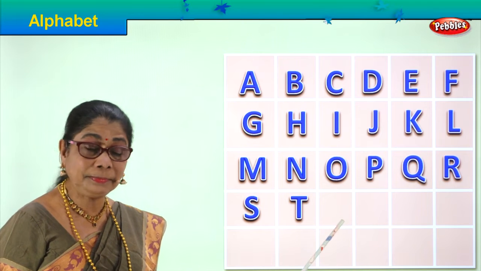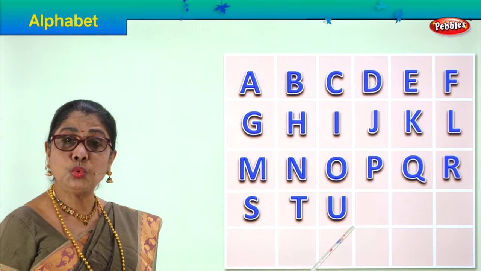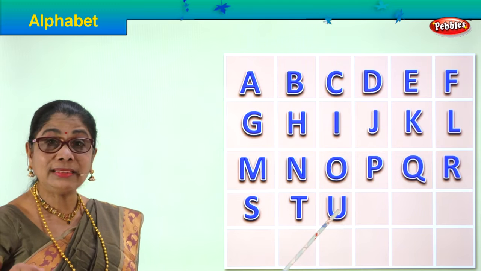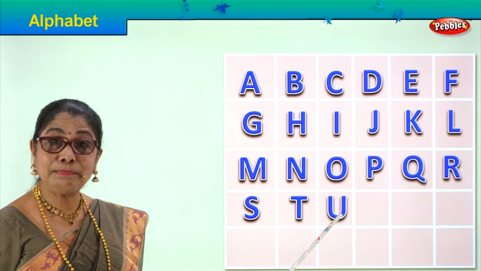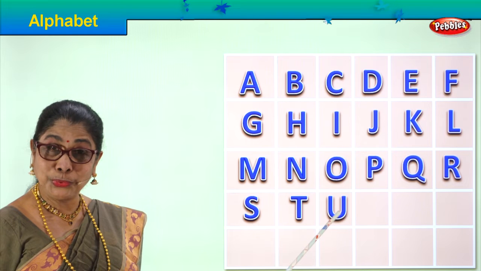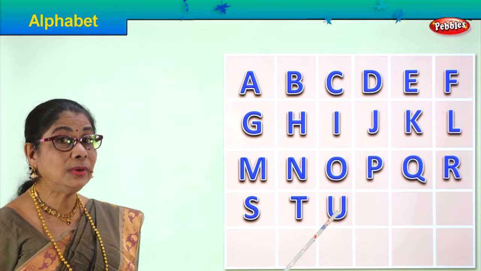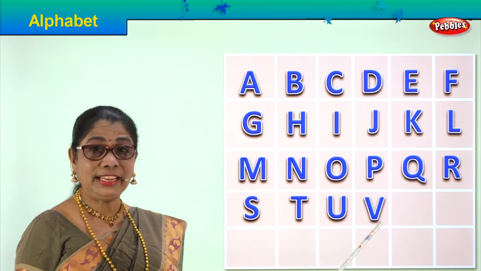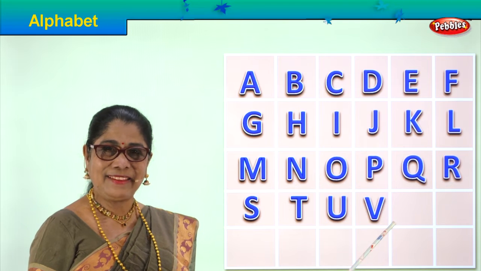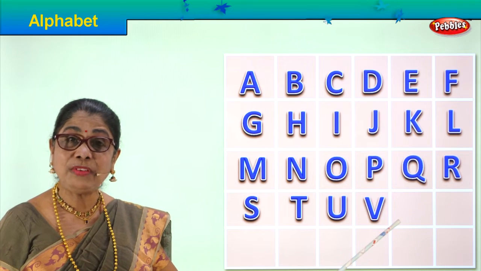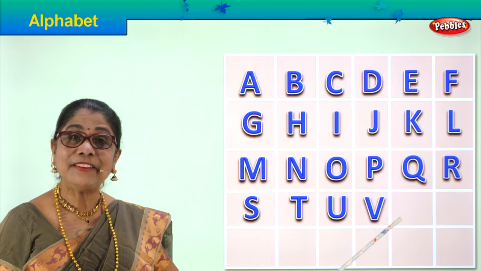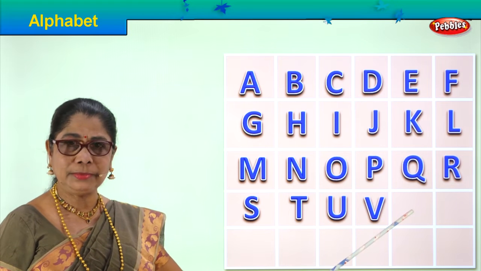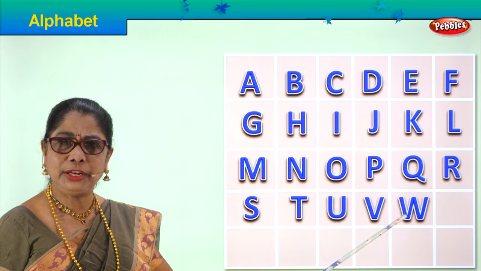After letter T comes letter U. U, umbrella. And the sound of letter U is a. A, umbrella. Letter U, umbrella, sound is a. The next letter after U is V. It's very easy to write. V, van. And the sound is V. V, van. Good.